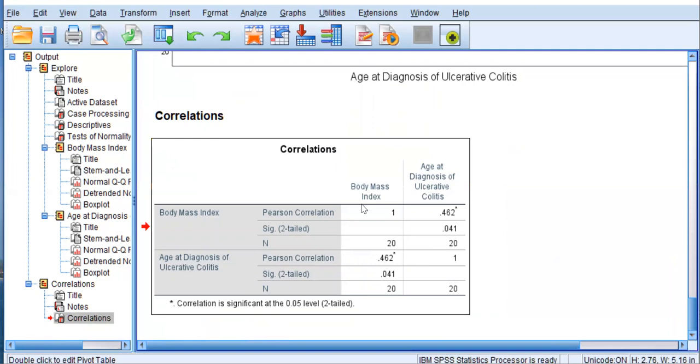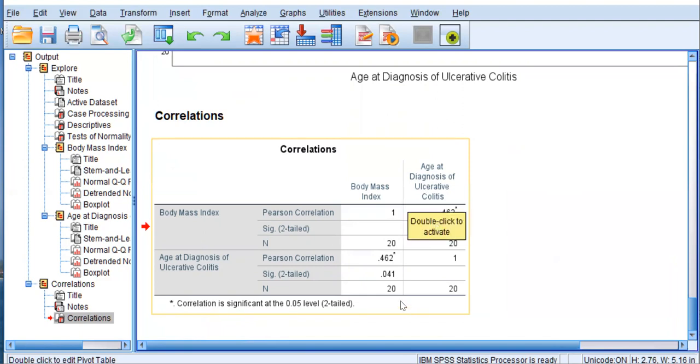What we see here is a table. It's a sort of matrix where the upper diagonal is a mirror of the lower diagonal. So there's a lot of redundant information in this output, but you can see the important pieces. The important piece is that the Pearson R is 0.462. This has an asterisk by it because it's considered significant at an alpha of 0.05. So SPSS flagged the correlation.